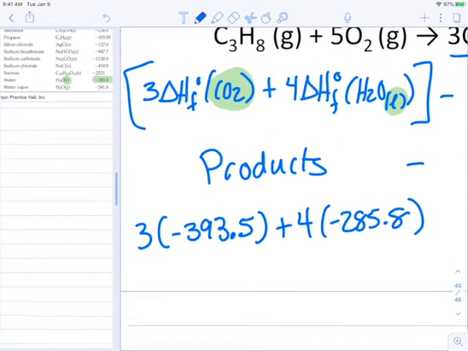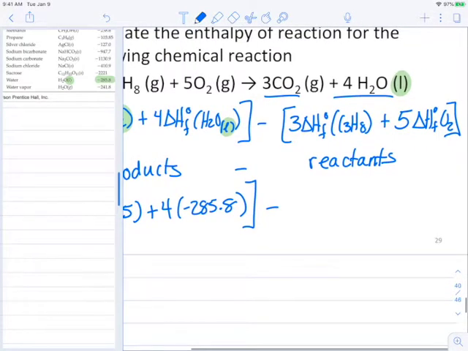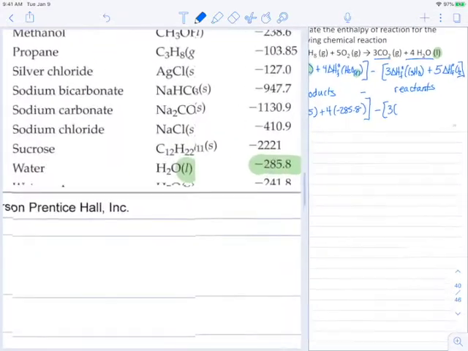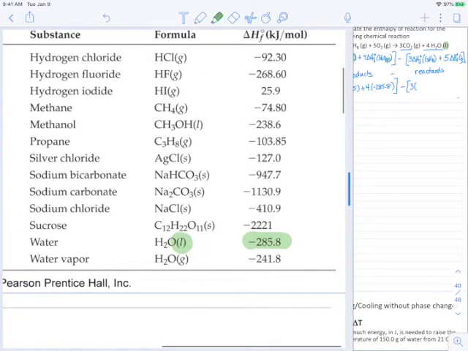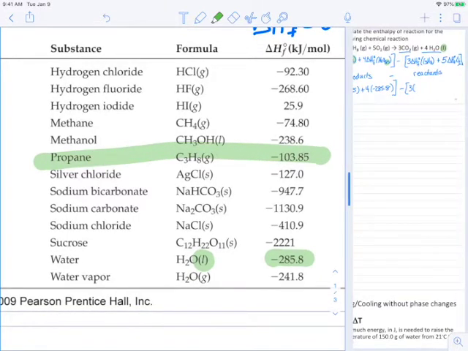All right. So any questions about what we've done so far, finding our value for CO2, multiplying it by 3, and our value for water as a liquid and multiplying it by 4? All right. So now we're going to subtract out our reactants. And the first reactant, we're going to multiply 3 times, and it looks like it's C3H8. And here it is, listed under propane. There we go.